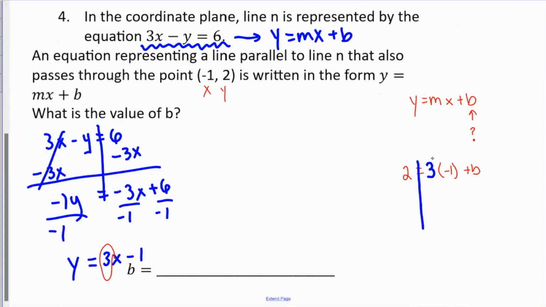Well, I know 3 times -1 is -3 plus b equals 2. And we're going to add 3 to both sides. And we're left with b equals 5. So my b is going to be 5.